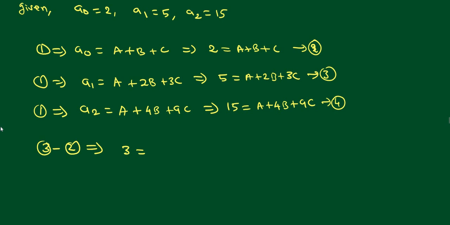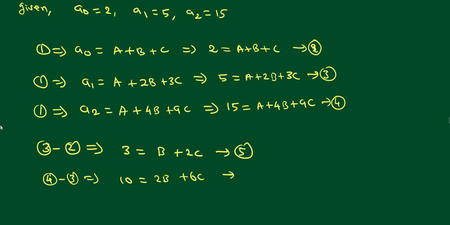So 5 minus 2 is 3, and A minus A is 0. 2 minus B is B, and 3C minus C, therefore you are getting 2C. It is a new equation 5. Next, equation 4 is subtracted with 3. If you are subtracting like that, you are getting 10, and A is 0, and subtracting here 2B. And 9 minus 3 means you are getting 6C. That is equation 6.